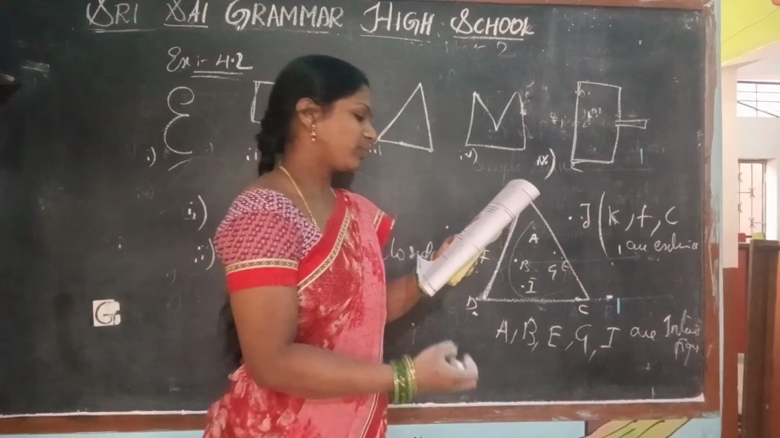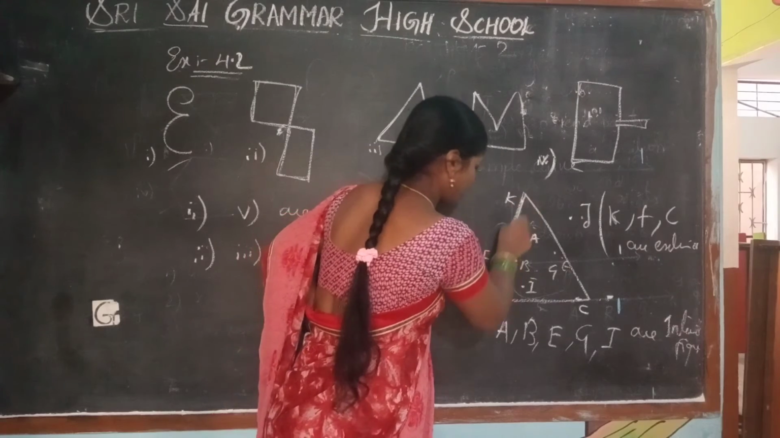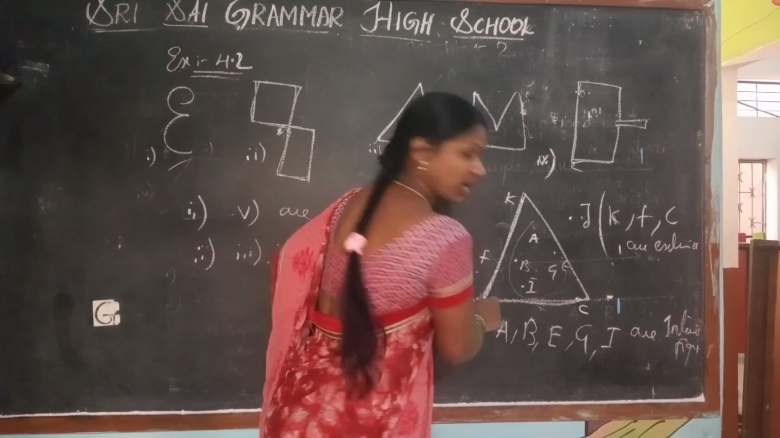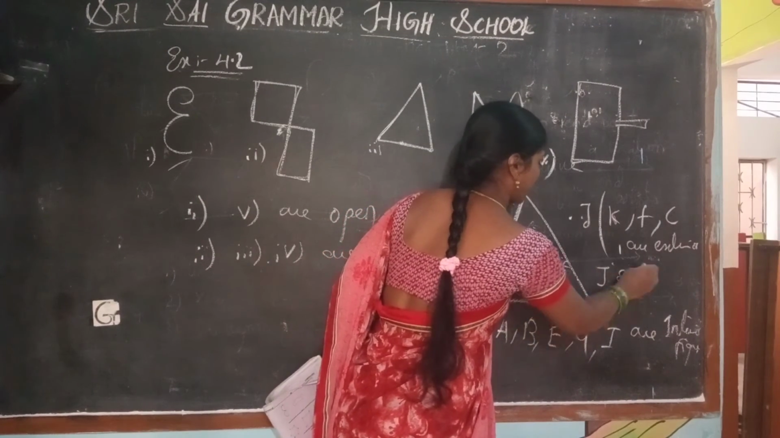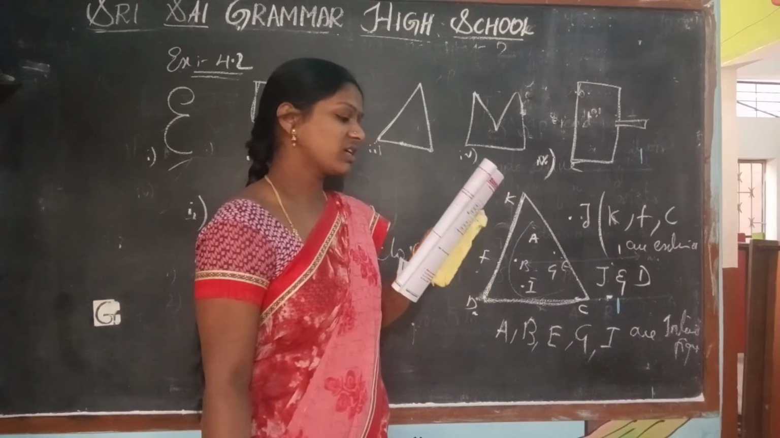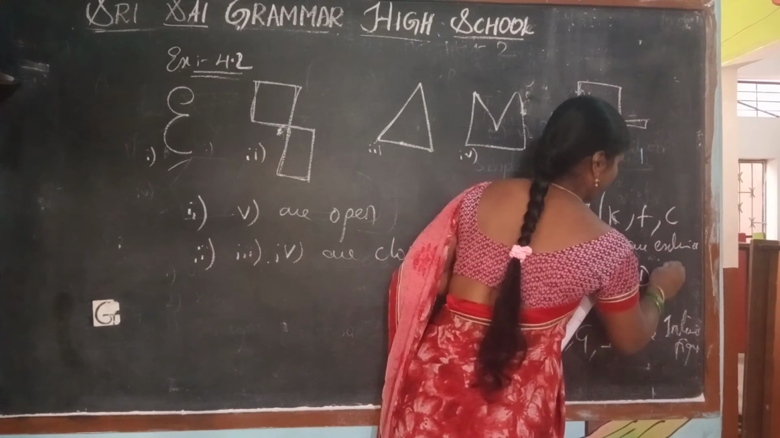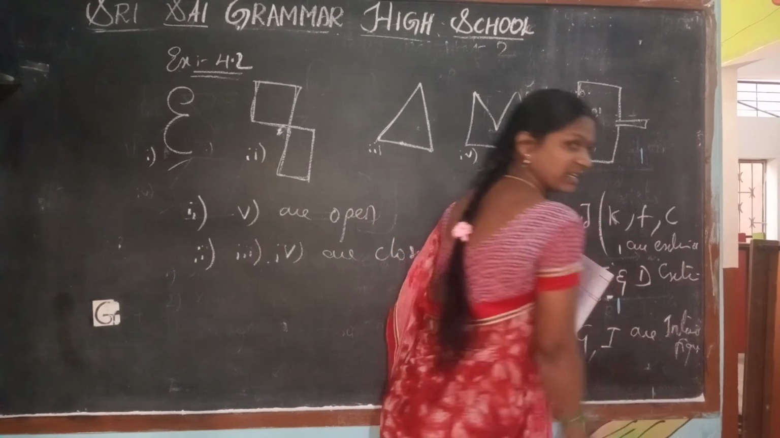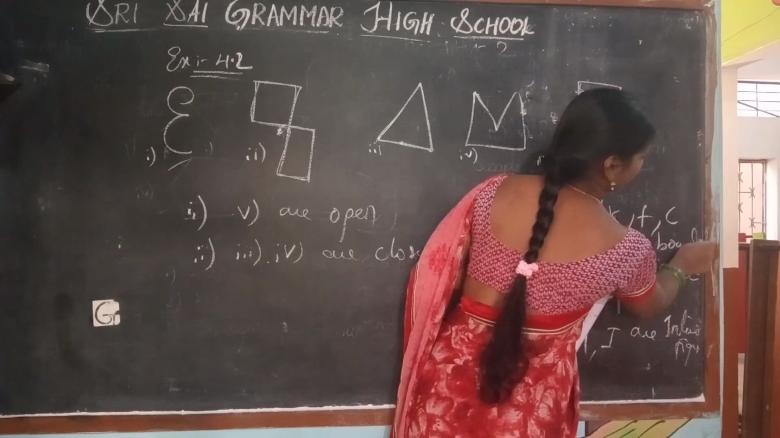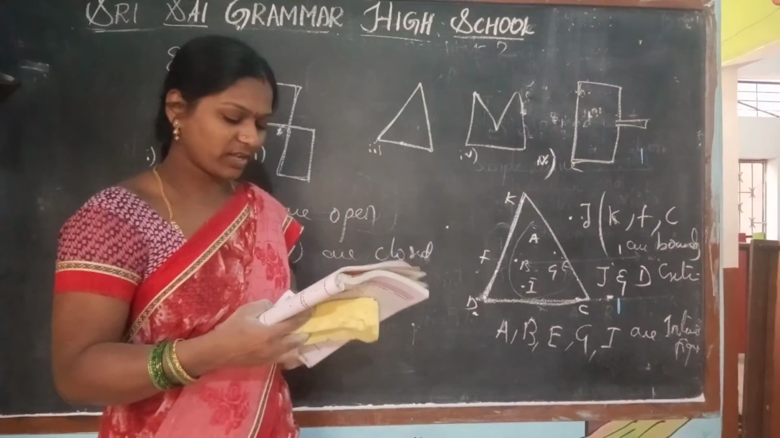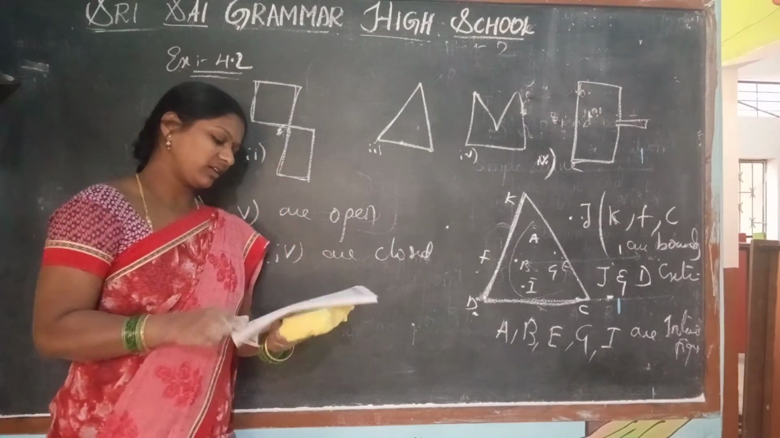Now the points which lie on the boundary of the figure means which are lying on the line. Which are lying on the line are called boundary points of the figure. Here what are the lines? J and D, sorry, J and D are on the boundary of the figure. Okay, understood?